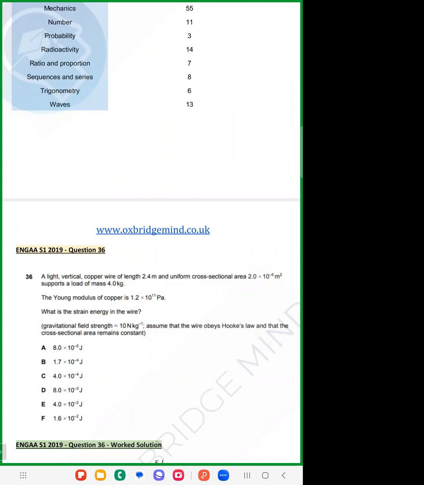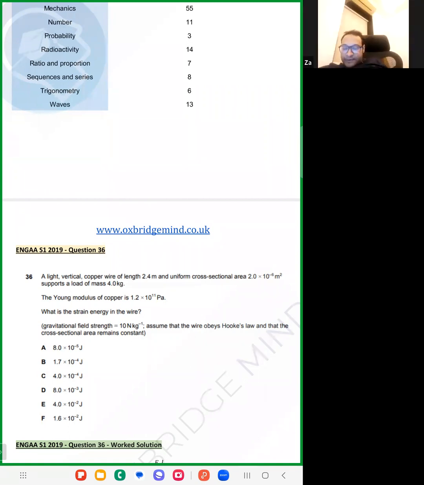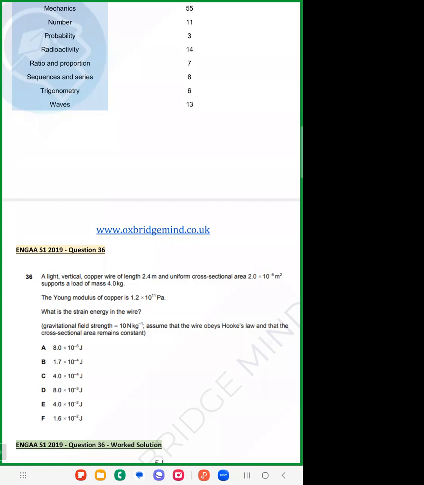Is strain the same strain as in the equation, stress over strain? Yep, because I know the strain energy in the wire, half stress into strain into volume, is the formula for that. I did not know that.